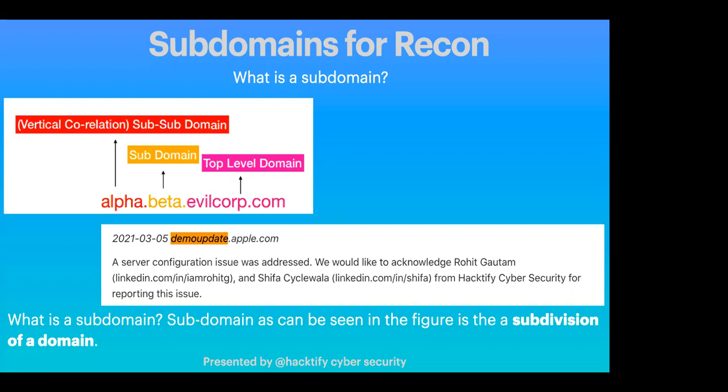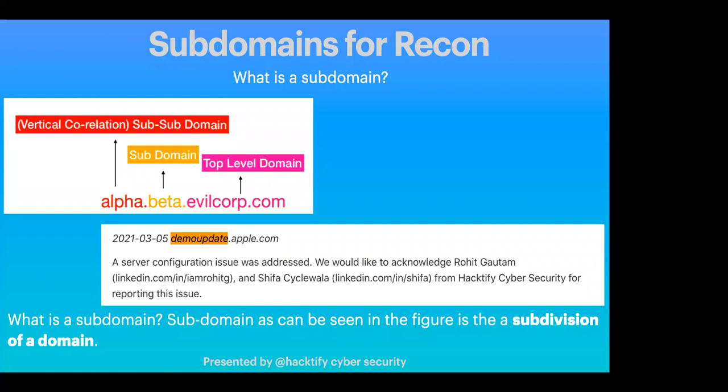So what is a subdomain? A subdomain, as can be seen in the figure, is a subdivision of a domain. In real-time scenarios, we may see that there are multiple subdomains as well. As you can see, alpha.beta.evilcorp.com is again also a subdomain, a nested subdomain, or in simple terms, you can call it a subdomain. There could be more, but this is generally the format of how a subdomain looks. You should always try to identify subdomains for a target program. This way, you are increasing your scope for identifying vulnerabilities on programs. As you can see in the screenshot I've added, demo update.apple.com, there was a server configuration issue which we identified and reported to Apple.